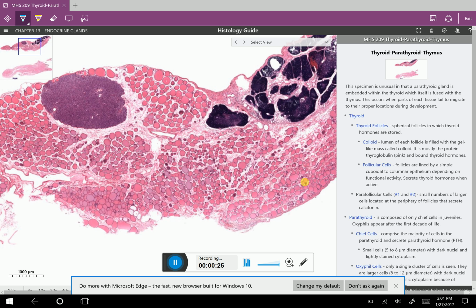So over here in the dark purple we have what's called the thymus. We're not going to discuss the thymus in this unit. We're going to pay attention to these light pink circles and this dark mass of cells. These light pink circles, which gland would they make up? The thyroid gland or the parathyroid gland?